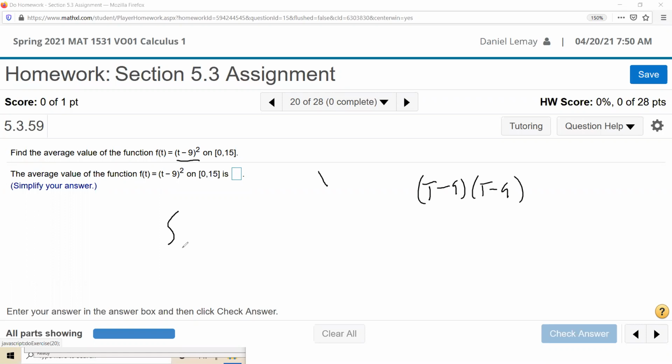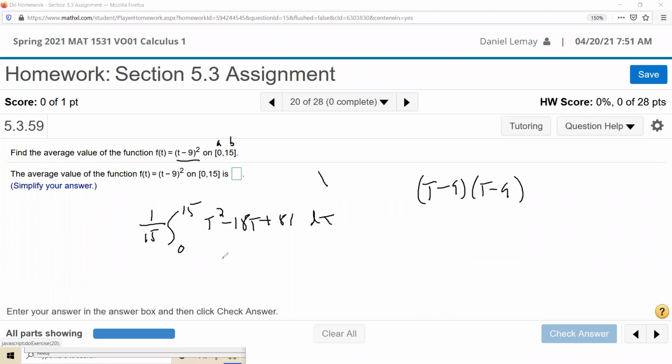So what I'm going to do is integrate from 0 to 15 of t squared minus 18t plus 81 dt. And because I'm looking for the average value, I know it's going to be, remember, 1 over b minus a. Since that's a and that's b, I know I'm going to multiply that by 1 over 15, all right?